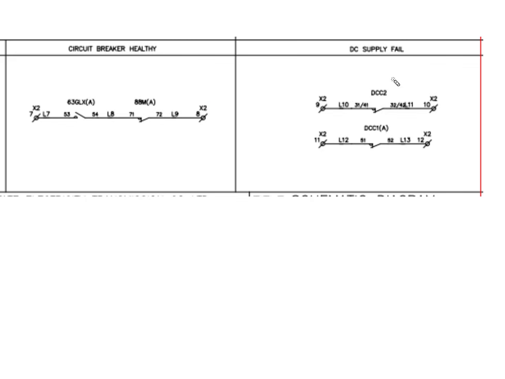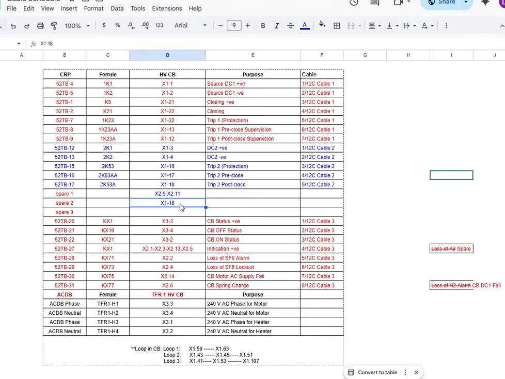Okay, and for DC2 DC supply fail, it's x2.10, and for DC supply 1 fail, it's x2.12. So x2.10 and x2.12.